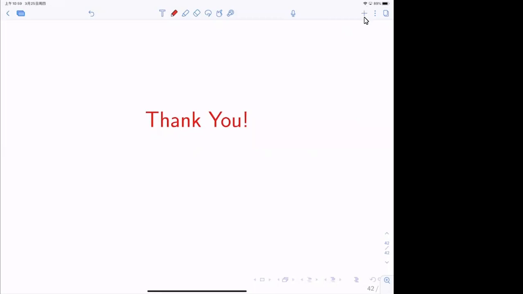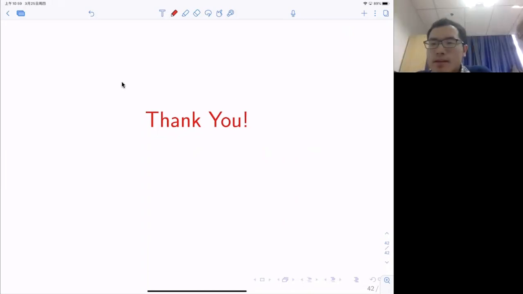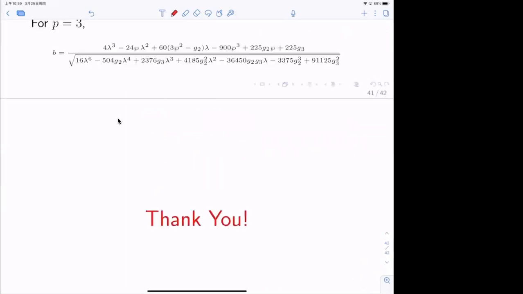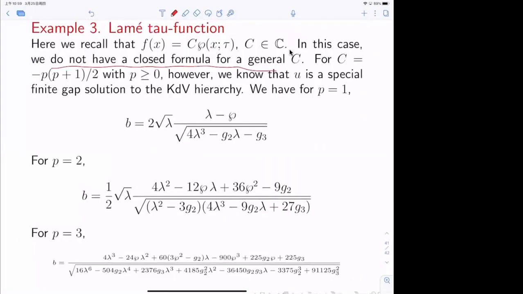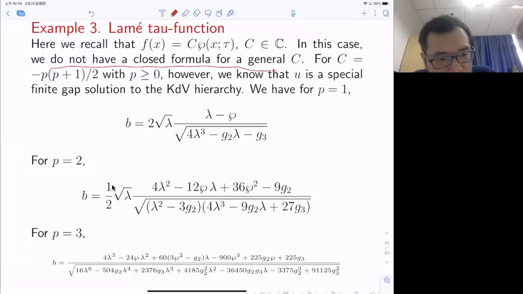So maybe, oh, wait a moment. I have questions. So just for the Lamé function case, do you have any explicit formula for the tau function? Of tau function. Yeah.